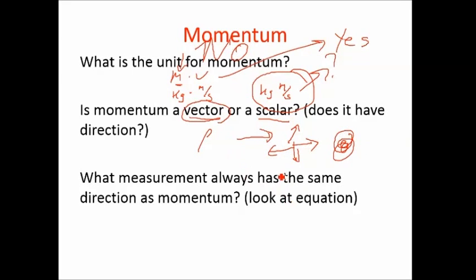What measurement always has the same direction as momentum? Well, mass does not have a direction, but velocity does. Velocity's direction is going to be the same as the momentum direction. That's what determines momentum. If you're going this way, that's the direction your momentum's going.